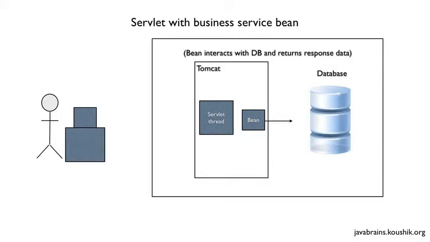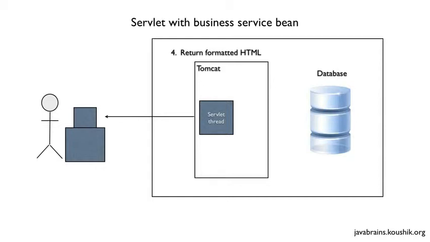It is raw data. Now the raw data is a response, the return of the business service method that's called by the servlet. Now the servlet takes that data, formats the results to HTML and sends it back. Now this is an improvement from the previous situation where the servlet did all the processing itself.